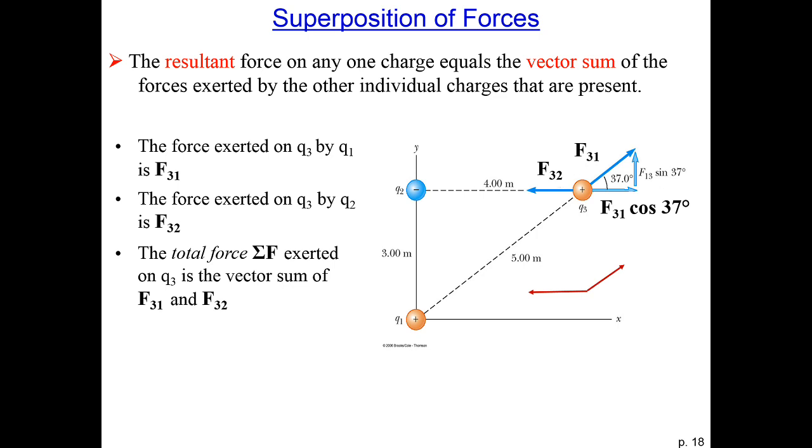and the y component is the force times the sine of 37 degrees. So the vector here is pointing up and to the right, and to find the total force on charge 3, we would add up the x components to find the total x component, and we would add the y components, which only come from force 3,1. If we add these all together, the force is pointing up and, well, slightly to the left.